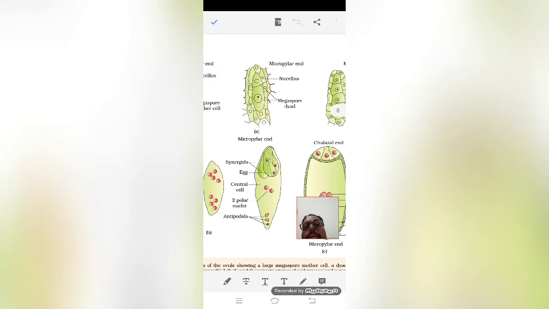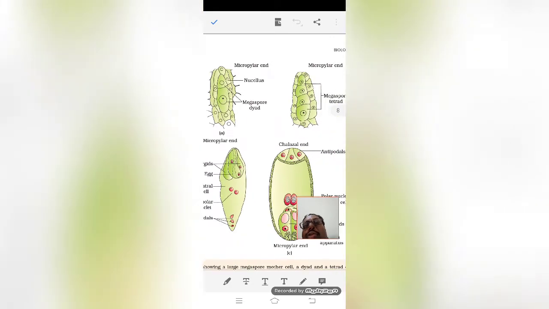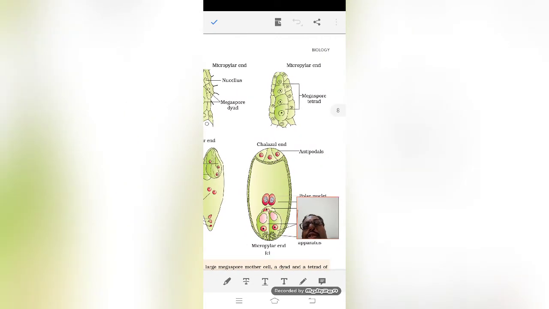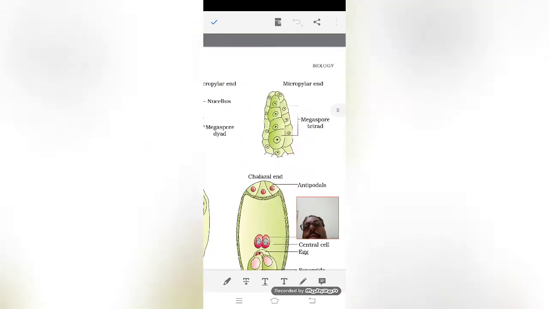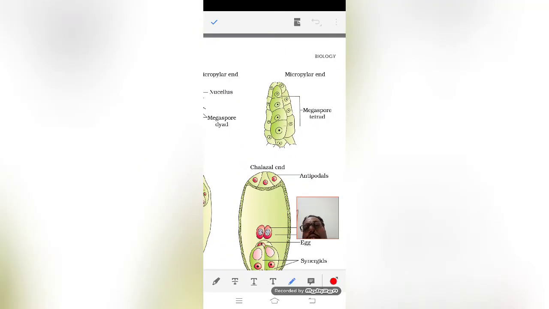That means especially the megaspore mother cell is 2n in condition, that is diploid in condition. It will undergo meiotic division, and they form 4 haploid megaspores. This is a structure. 4 haploid megaspores. The concept is very simple.